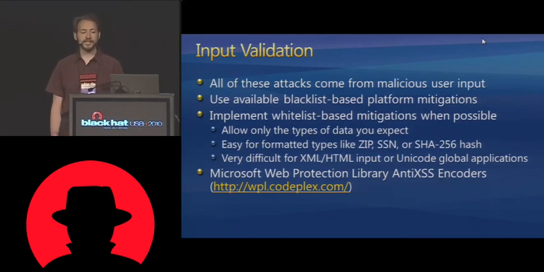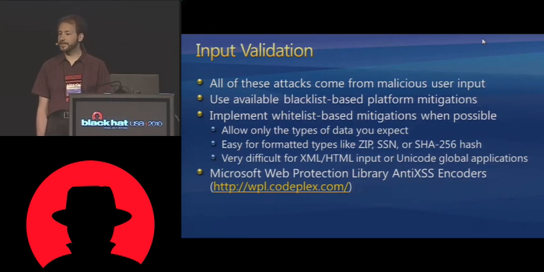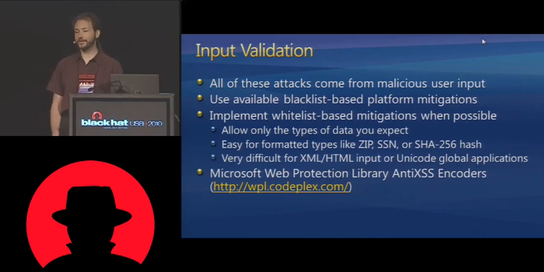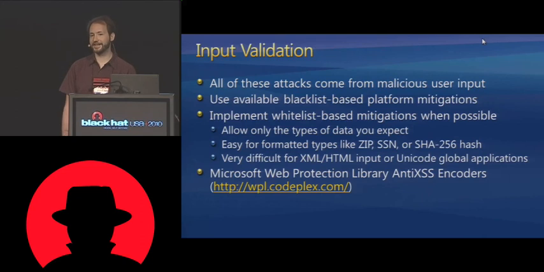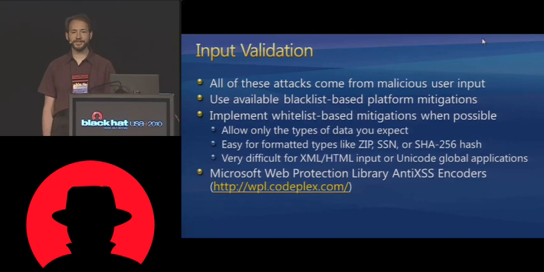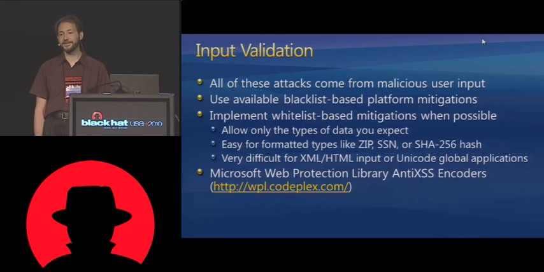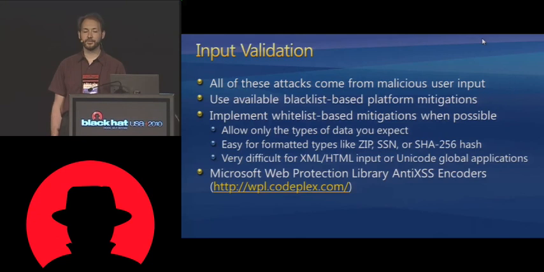In addition, implement whitelist-based mitigations where it's possible, where you only allow data types that you expect. Whitelisting, once again, is better for some situations than others. It's really easy to write a whitelist for formatted data types. If you want a zip code or a social security number or a SHA hash, it's simple to write an input validator for that that's whitelist-based. If you're taking XML or HTML input, or if you're writing a Unicode global application where the same app needs to support 14 different languages, it can be a lot more difficult to come up with a whitelist that works and also still allows all the functionality to work right.